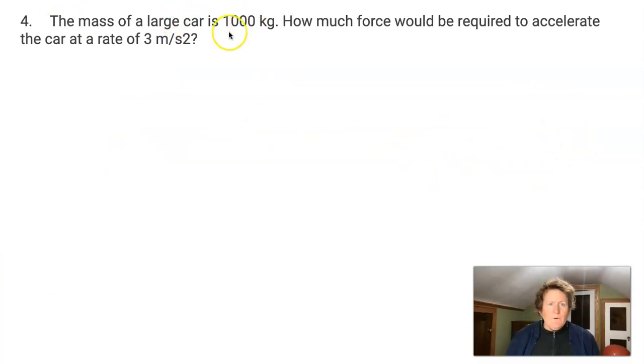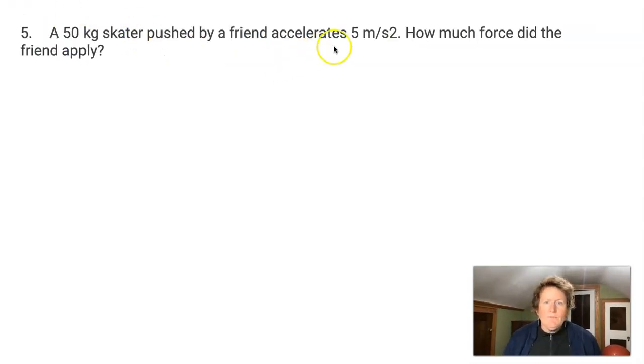Number 4 is pretty straightforward. You have mass, you have acceleration, and you need to solve for force. This is pretty similar to number 1 and number 2. Number 5, again, we're looking for force, so it's a lot like 1 and 2. We're given acceleration and we're given mass, so that one should be pretty straightforward.